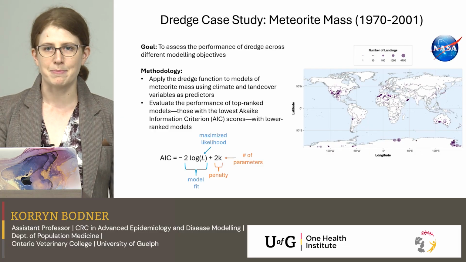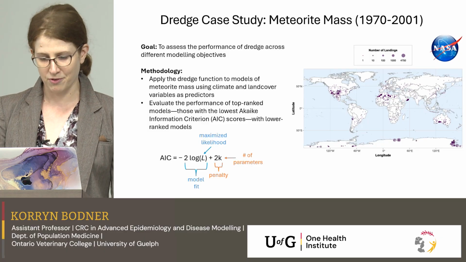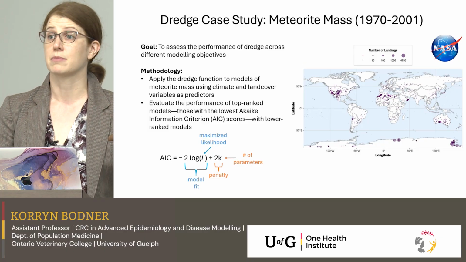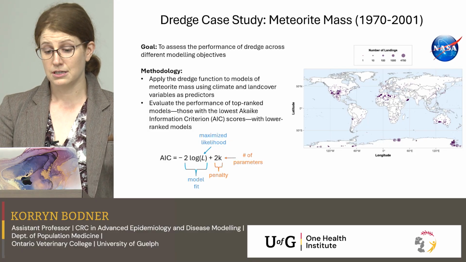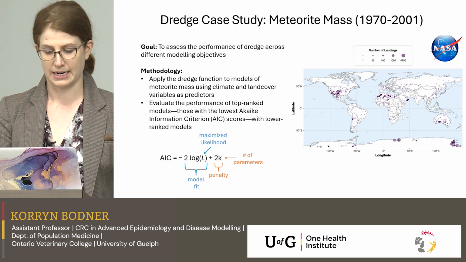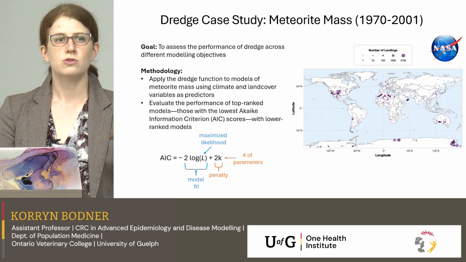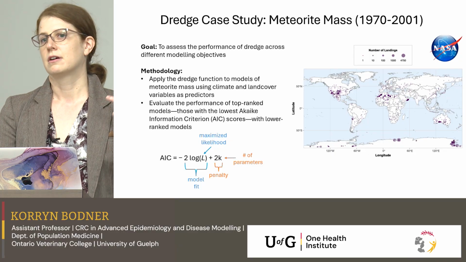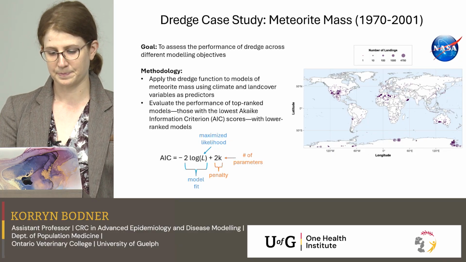So just as a fun reminder, I'm sure many of you have used AIC or come across AIC before, but it contains two main components. So the first one is the log likelihood. So this is really your model fit. How well does the model actually fit your data? And the second part is a penalty. So here it's 2 times the number of parameters that you actually have in your model, your number of terms.